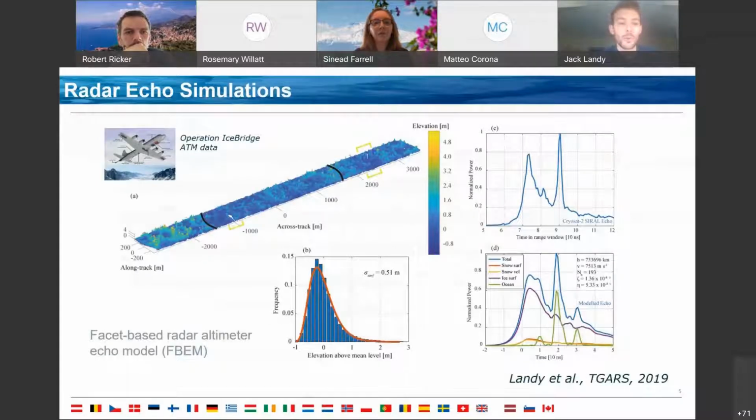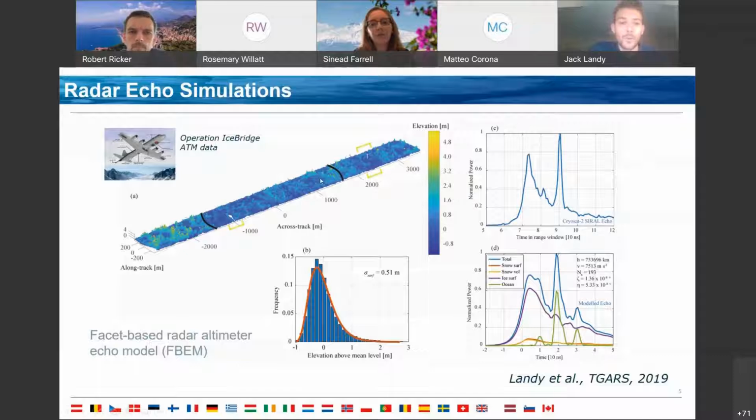So the physical waveform model that we've been using is the facet-based radar altimeter echo model, which I developed with a few colleagues a couple of years back. And this model uses triangular meshes of the snow or the sea ice surface topography as the basis to perform integrations of the radar altimeter waveform. So what we can do is use actual laser scanner data of the snow surface or the ice surface topography and perform the simulations that way.